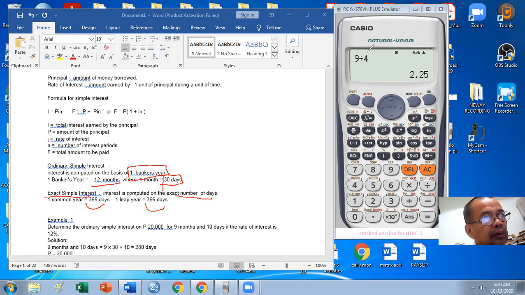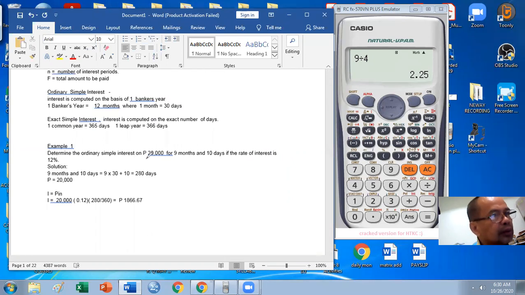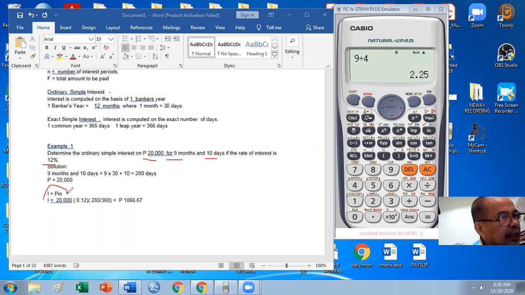Okay. So, let's have the first example. Determine the ordinary simple interest on 20,000 for 9 months and 10 days if the rate of interest is 12%. So, your formula is I = PIN. This is just 20,000, of course, this is your P. And then this will be your N, and you have to convert it to years. And the rate of interest here is i.